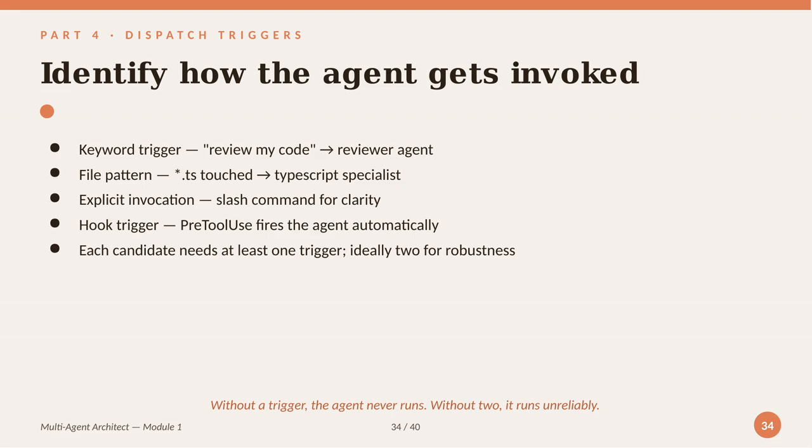Each candidate needs at least one trigger, ideally 2 for robustness. A keyword plus a /command means users can either type naturally or type explicitly. Both paths work. Without a trigger, the agent never runs. Without 2 triggers, it runs unreliably. Identify both before declaring the candidate done.